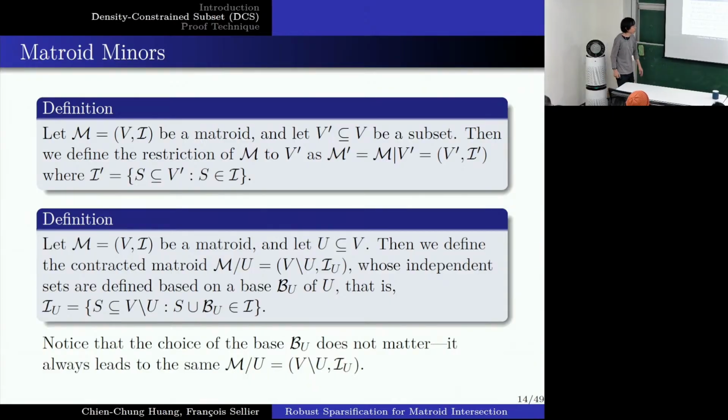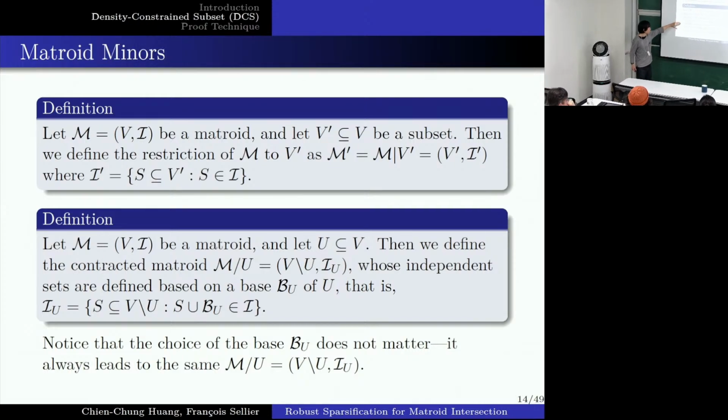The second way is a little bit trickier. It's called a contraction. Given the matroid, I can also define a contraction. U is a subset of V, and you can define the contraction as follows. The ground set is V minus U. The independent sets are defined based on this definition.